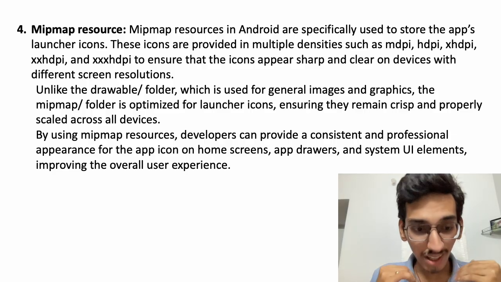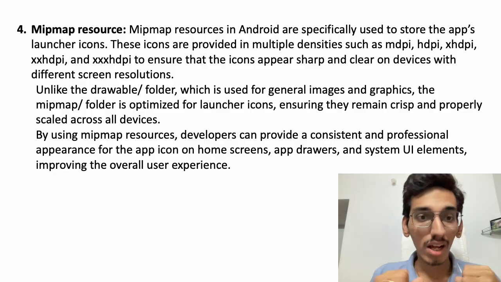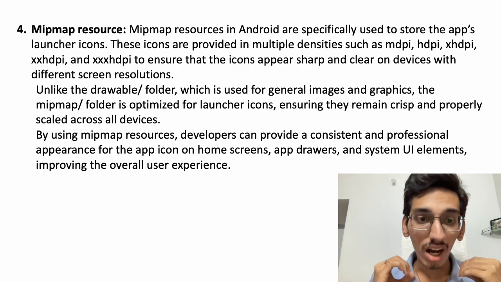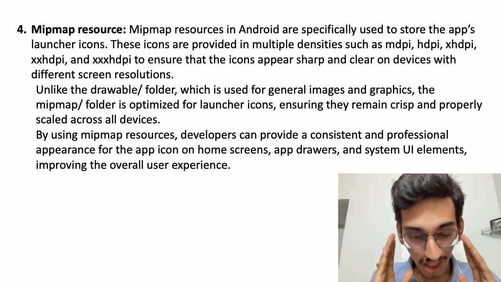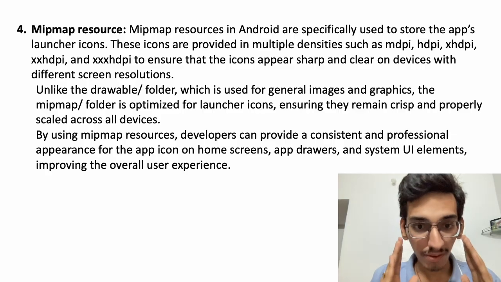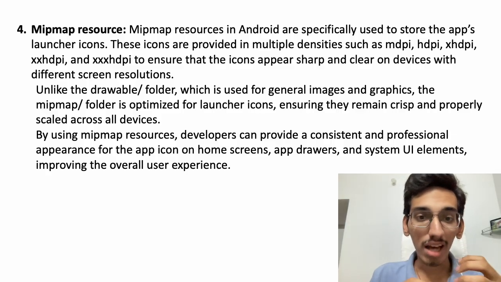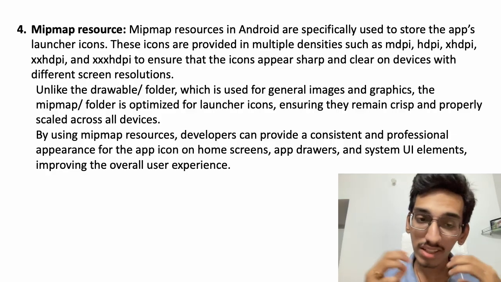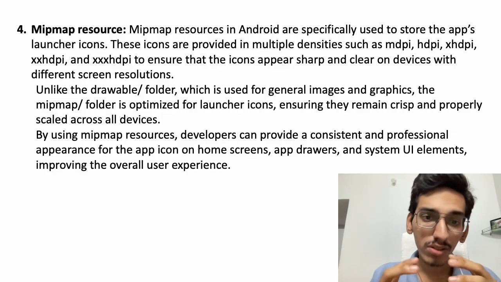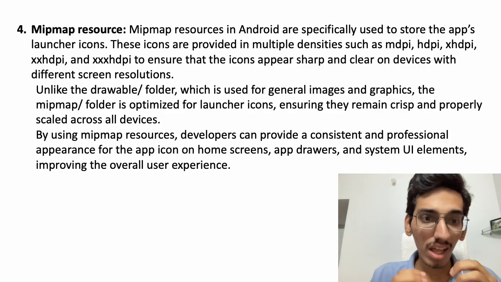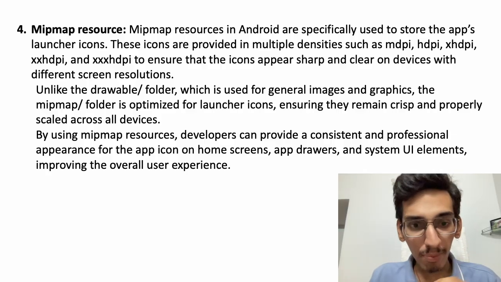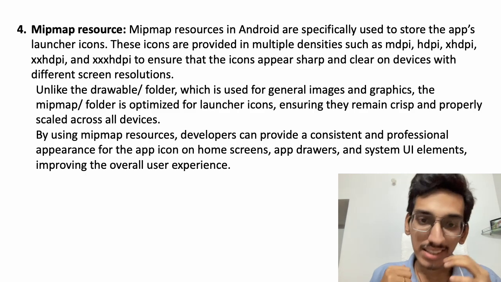So why do we have to use bitmap for launcher icons? It is mainly focused only on this particular type of resource, such that the icons appear sharp and clear on devices with different screen resolutions. Unlike the drawable folder, which is used for general images and graphics, the bitmap folder is optimized only for launcher icons on the applications. By using bitmap resource, developers can provide a consistent and professional appearance for the app icon on the home screen, app drawers, and system UI elements, improving the overall user experience.